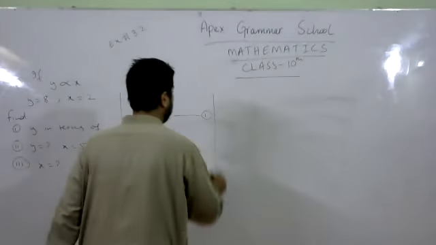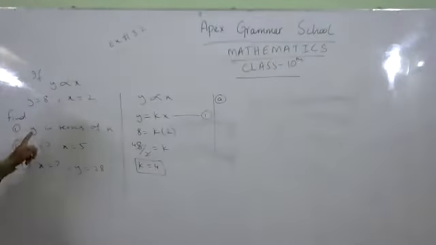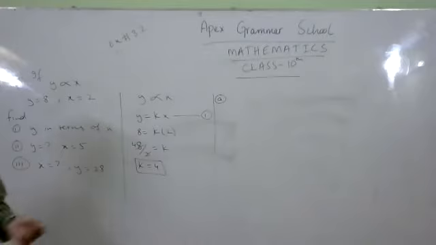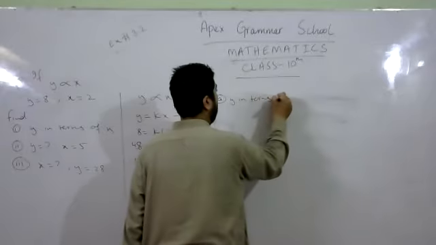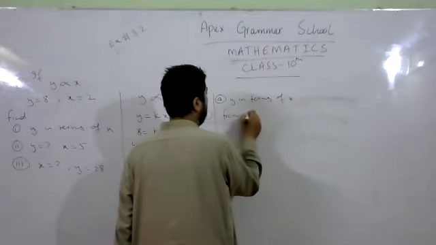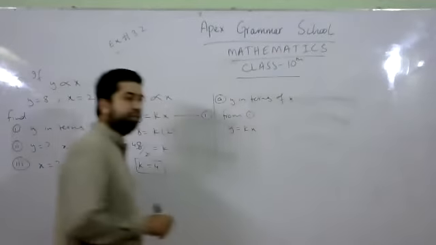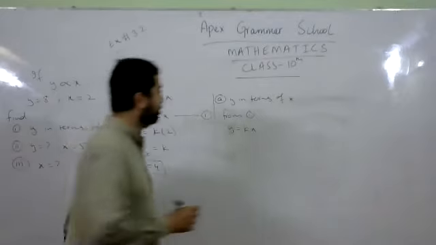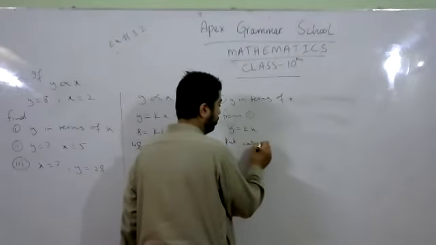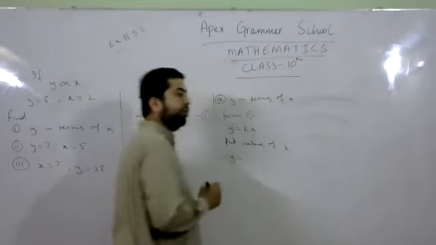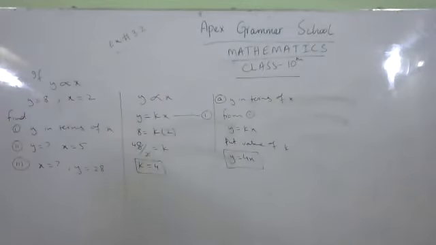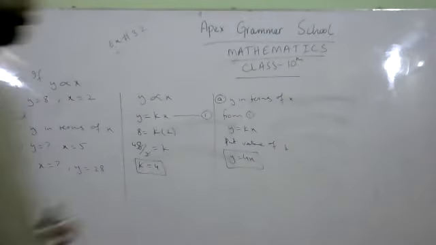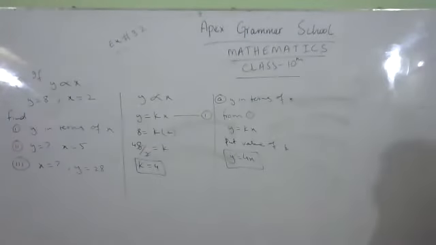Now, talking about the first part, find y in terms of x. How is y related to x? By using equation number one, y in terms of x will be, from equation number one, y is equal to kx. You just need to put the value of k only. The value of k is 4. This is the relation between y and x. We can say that y is equal to 4 times x. This was the first part.